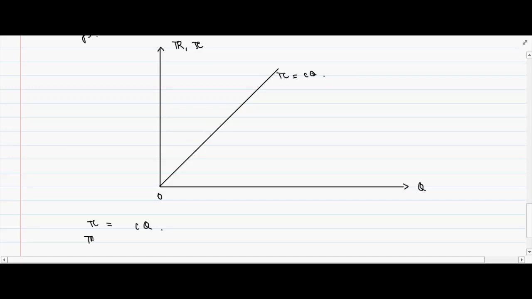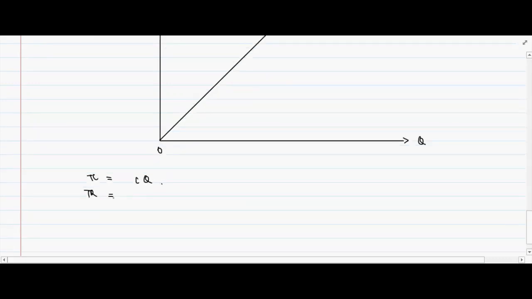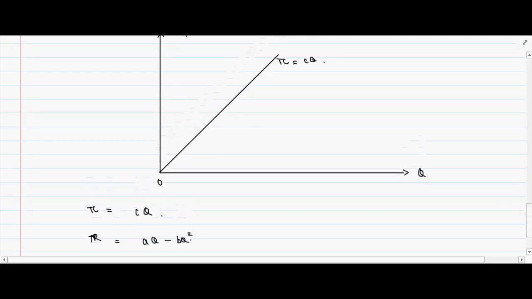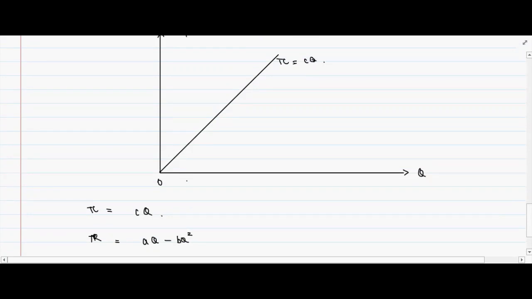Now the total revenue is IQ minus BQ squared. Okay, so now we've got a square term over here, so we know that it's going to be a quadratic function. Alright, so we know that when Q equals 0, total revenue is equal to 0. So that's the first point. Okay, so it's starting from here as well.